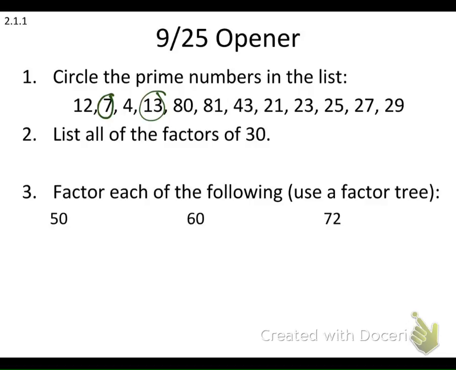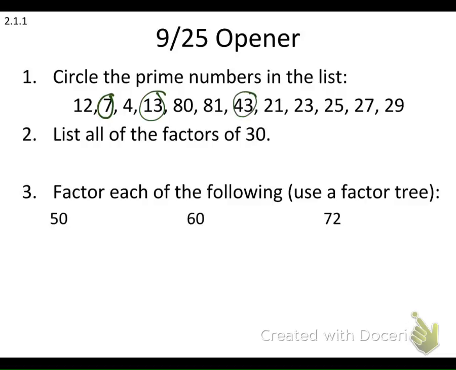The factors of 80 are going to be 1 and 80. But what does 80 end in? An even number. Any even number is divisible by what? 2. So that's going to be composite. So we know 80 is composite. We know 81 is composite. What about 43? 43 is a prime number.